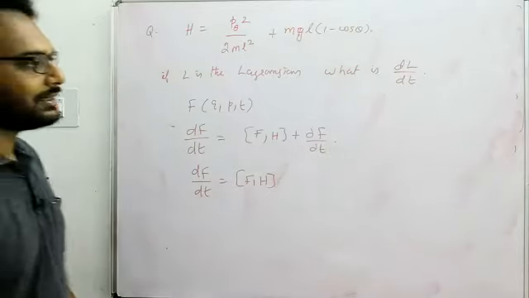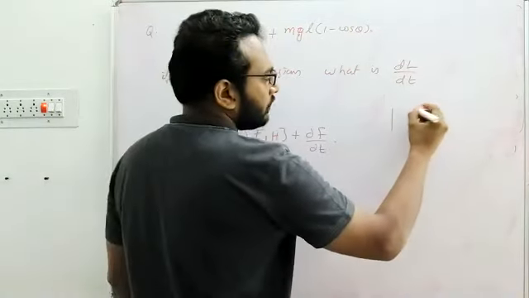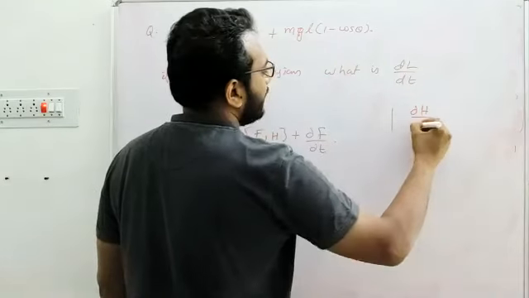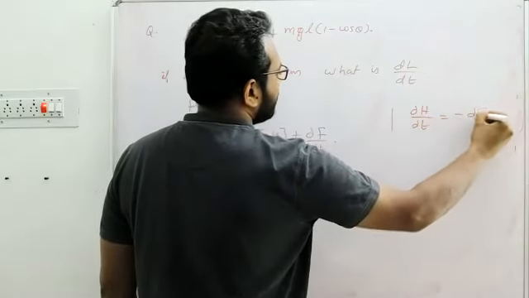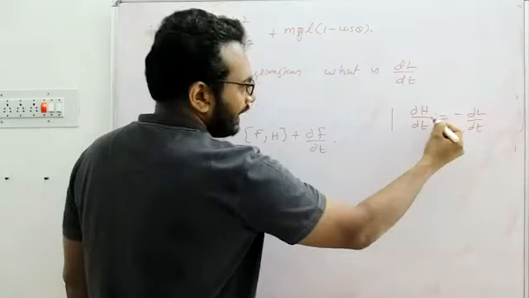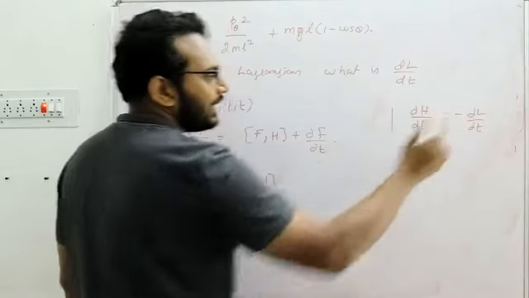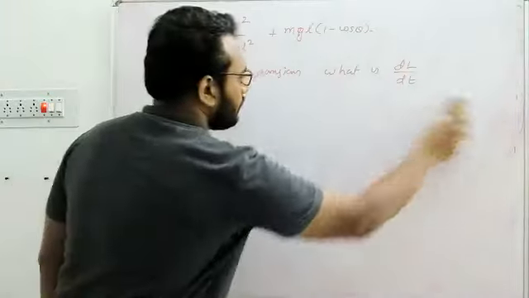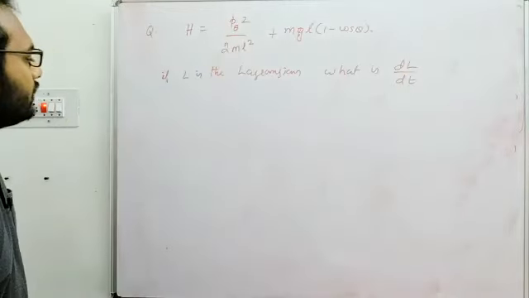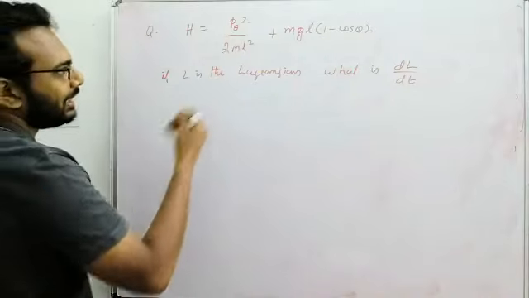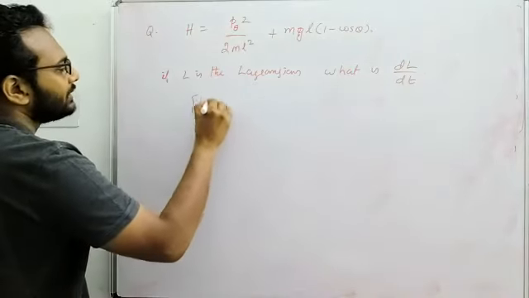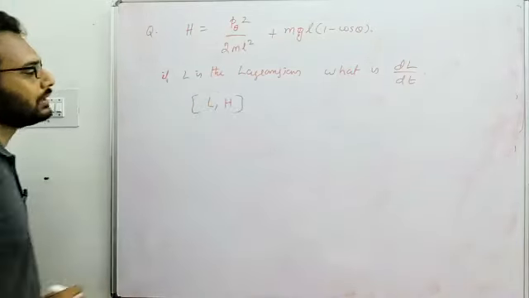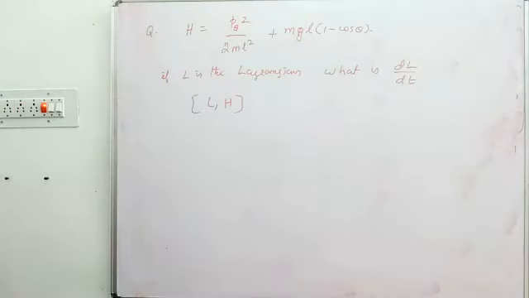If you remember from the previous class, we have this result: dou H by dou t equal to minus dou L by dou t. If H has no explicit dependence on time, then L has no explicit dependence on time. So we start with this. We know that dL by dt is {L, H}. That's all. Now we need to find L.